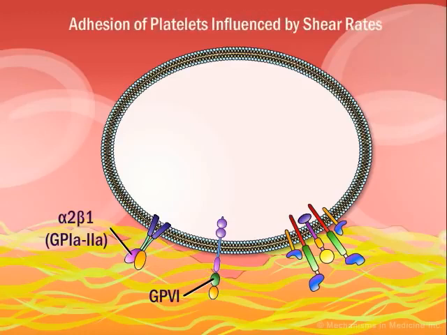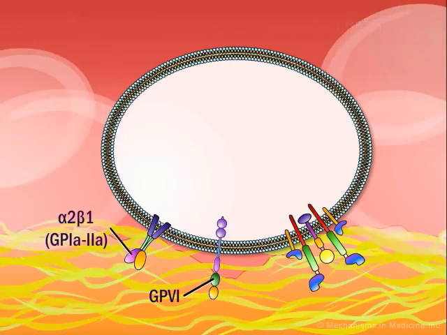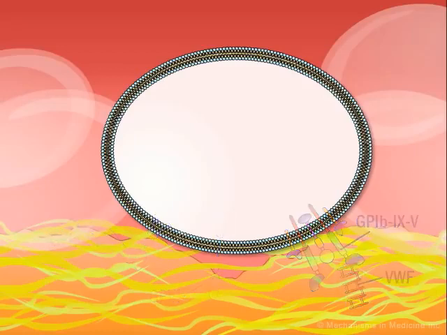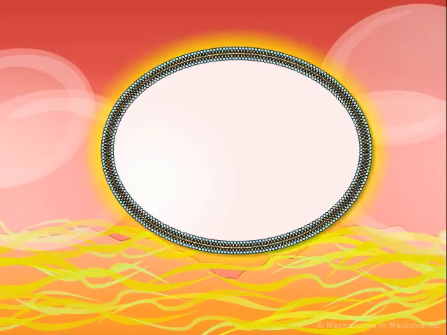Adhesion of platelets to the exposed subendothelium is influenced by shear rates. At high shear, alpha-2 beta-1 and GP6 are not sufficient to initiate binding to collagen, and binding of the GP1b-IX-V receptor to von Willebrand factor, abbreviated here as VWF, that is immobilized on collagen, becomes essential in platelet adhesion. Platelet adhesion at the site of vessel wall damage initiates activation events that result in aggregation.